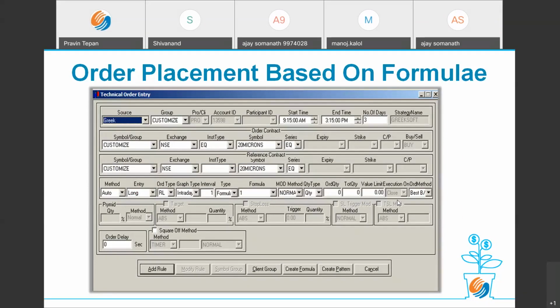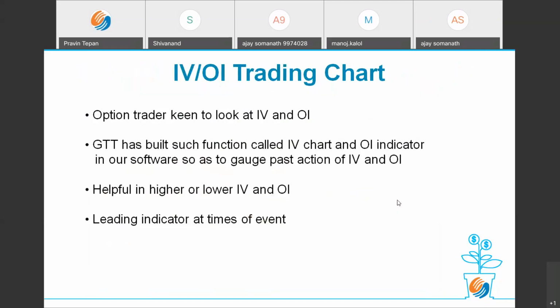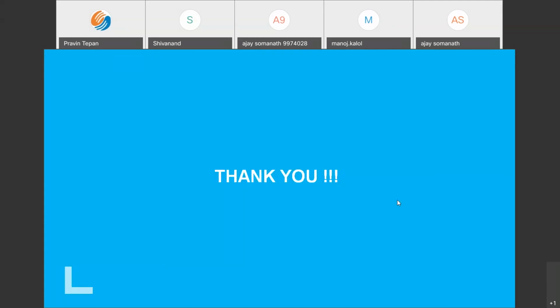Executions, we have different styles of executions. It can be auto, it can be manual. How do you enter into a trade? You can run it through a formula or a pattern. That will be covered in the later part. Also, we can do implied volatility or open interest trading as well. So if someone is keen to look at the IV and the OI, yes, that's possible.